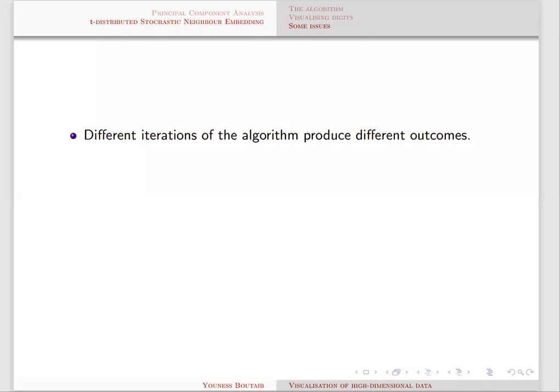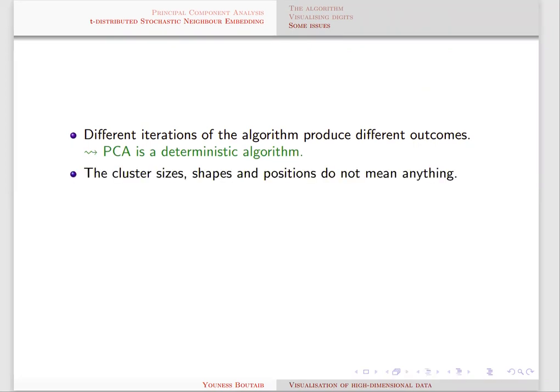This sounds like a very nice story about t-SNE, but this algorithm is not without its issues. First, different iterations of the algorithm may produce different outcomes. And one of the reasons for this is that we are trying to minimize a non-convex function using a random initialization, and depending on where we start, we may end up with a different solution. This is in contrast to PCA, which always gives the same solution.